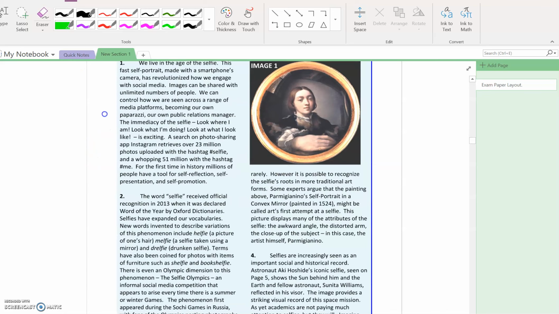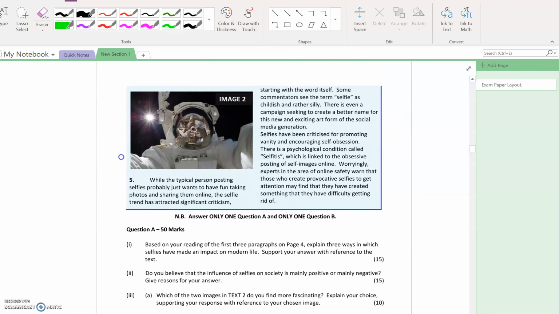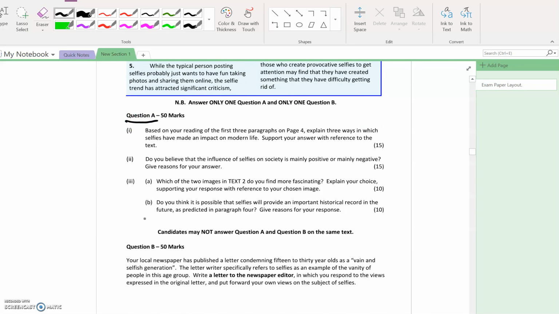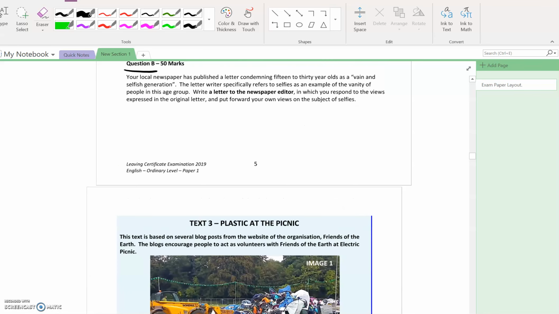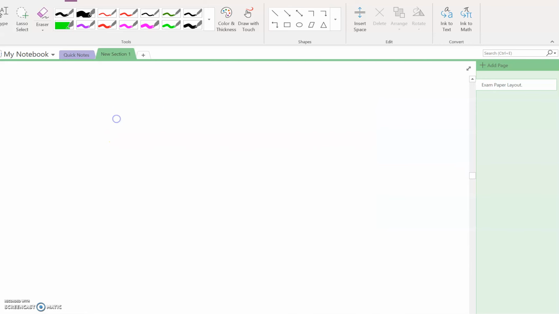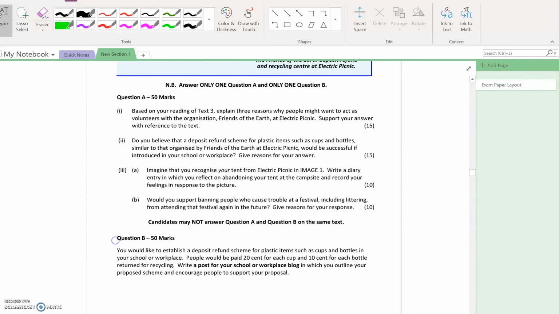So in text 2, there's a long piece of reading going over 2 pages. It has an image, indeed it has 2 images, and it's followed by a question A and a question B. And the same for text 3. An image there, a long piece of reading, and then it's followed by a question A and a question B.